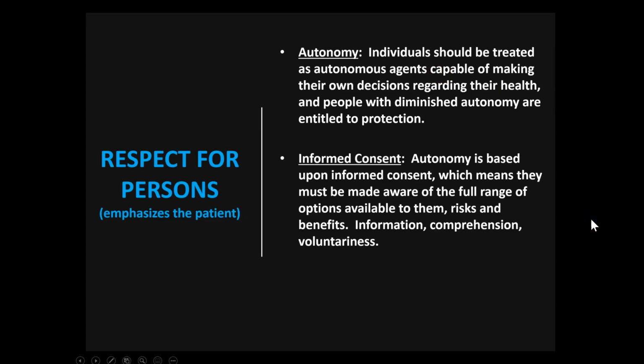Then there's informed consent, and autonomy is based upon informed consent. So that means that patients must be made aware of the full range of options available to them regarding any medicine or procedure or research, right? You got to let everybody know the risks and benefits. For instance, you can't just say, hey, do this medical experiment. It's for a new antidepressant, let's say, and it could make you feel really good, and it could be really beneficial to you.